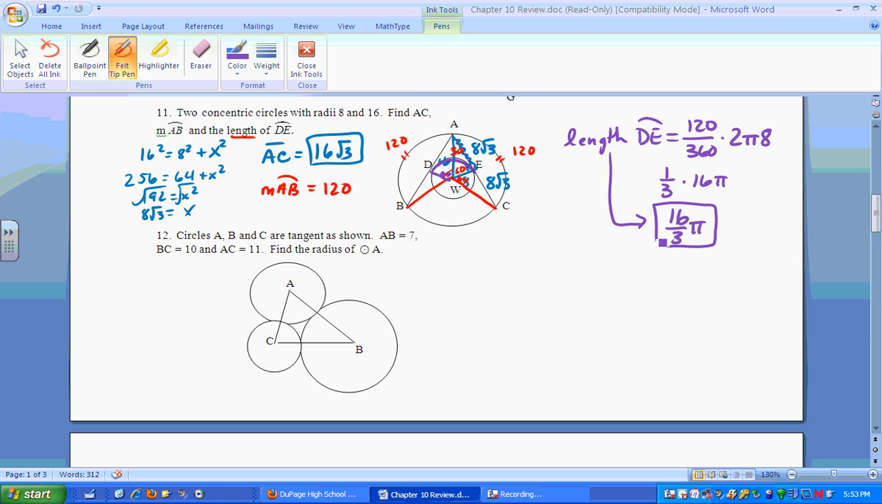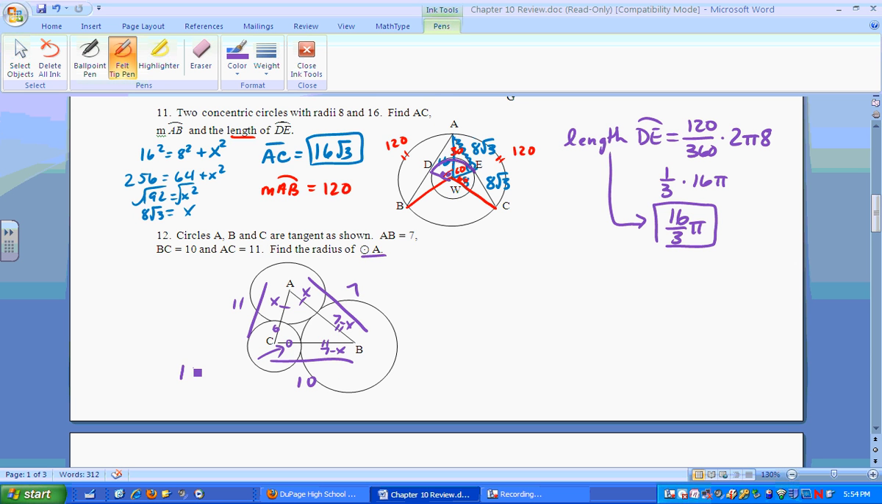And last but not least, on page 1 is number 12. What does number 12 look like to you? Hopefully you noticed the tangents walk around. We know AB ends up equaling 7, AC is 11, and BC is 10. Our goal is to find the radius of circle A. So we'll start with that these are congruent, and these spots are congruent. So we say this is x, so this is x. This is 7 minus x, which means this is 7 minus x.